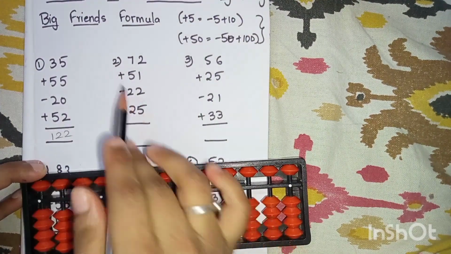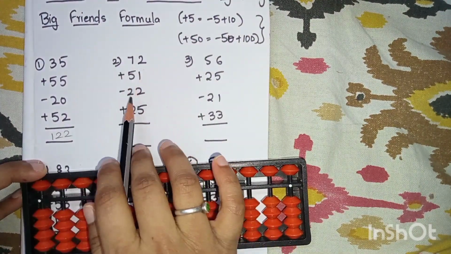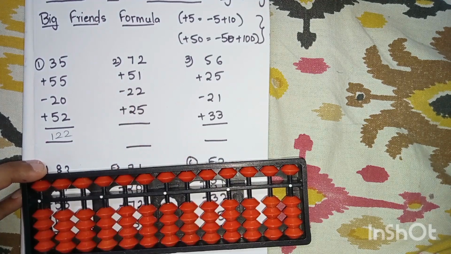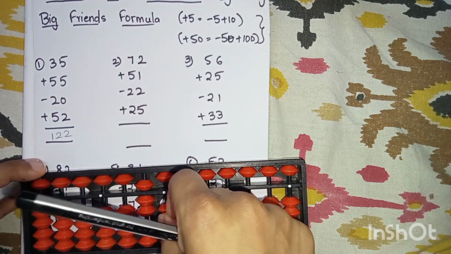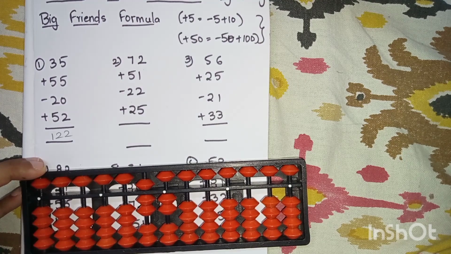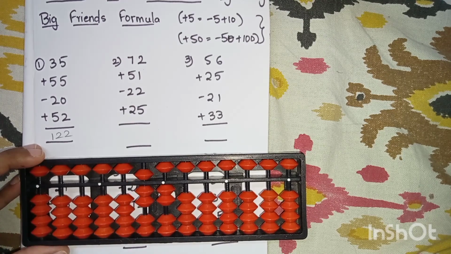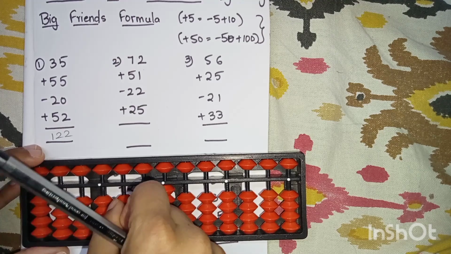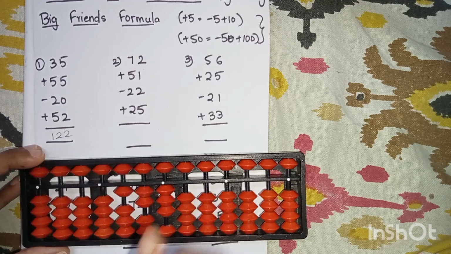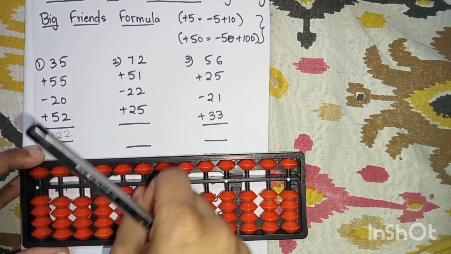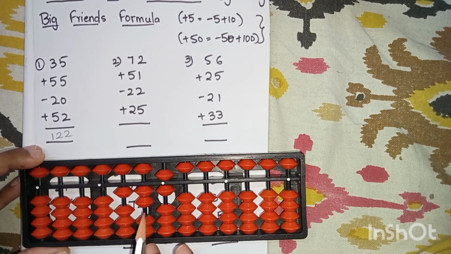Clear the scale. Second one, 72 plus 51 minus 22 plus 25. 72 plus 51 means already in the tens place rod 50 bead is added. So what I should do, I should take plus 50 big friends formula, minus 50 add 100. 1 as it is in the ones place rod. Next minus 22. Next add 25. What is the answer? 126.